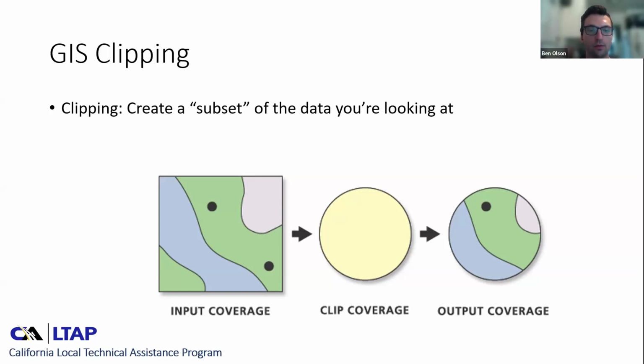Sometimes it can be cumbersome for the machine you're working on, or just visually to be looking at way more than you're interested in. So you can run a clip to kind of crop the data to just a subset of a geographic area that you're interested in, and then have an output data layer that is just exactly your input, but only for the clip coverage.